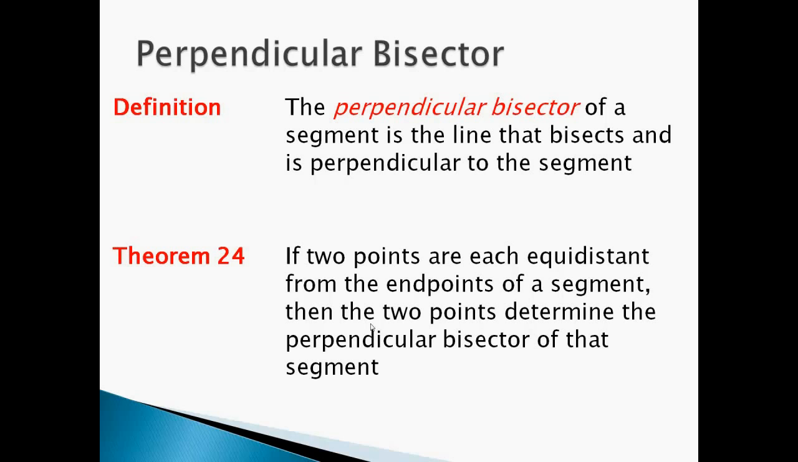So theorem 24 states that if 2 points are each equidistant from the endpoints of a segment, then the 2 points determine the perpendicular bisector of that segment. Sorry, that was a little wordy. Basically it means if you've got 2 points and they are both equidistant from another 2 points, then they determine the perpendicular bisector, and what that's going to do is save you a multitude of steps.